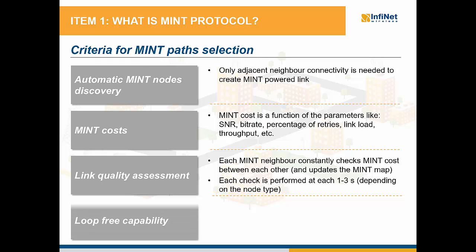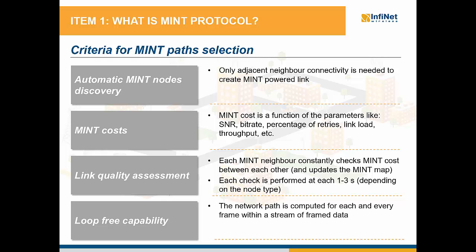And another important capability of MINT is to provide loop-free operation. The network path is computed for each and every frame. This is very important for an efficient transfer of the data, and here I'm not talking about switching or routing, I'm talking about the ability of MINT to provide the framework for the switching and routing engines to transfer the data over the best quality path according to rapid changes in the wireless environment. So the same mechanism is applied for each and every frame within a stream of frame data. So things are very dynamic.